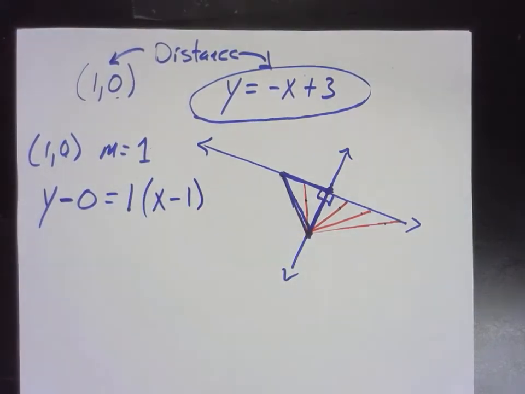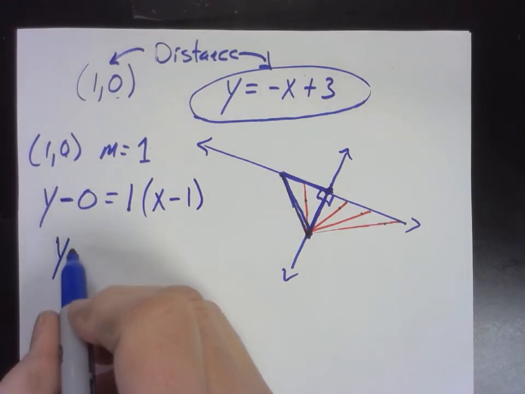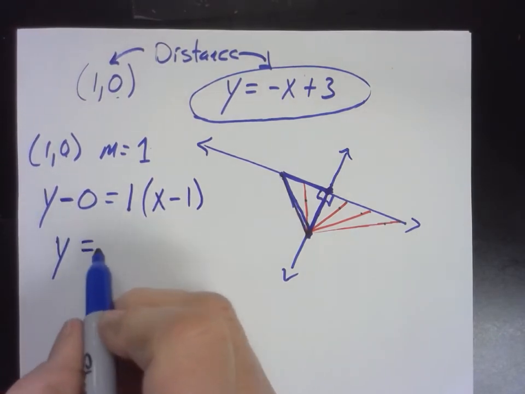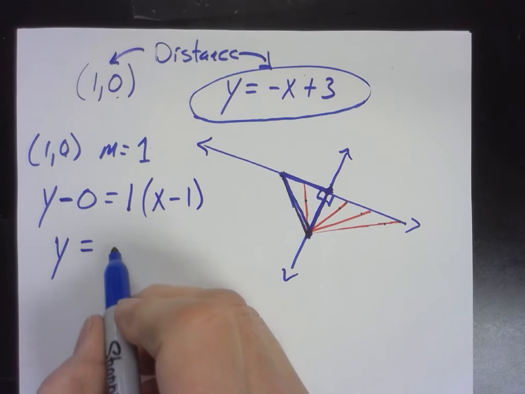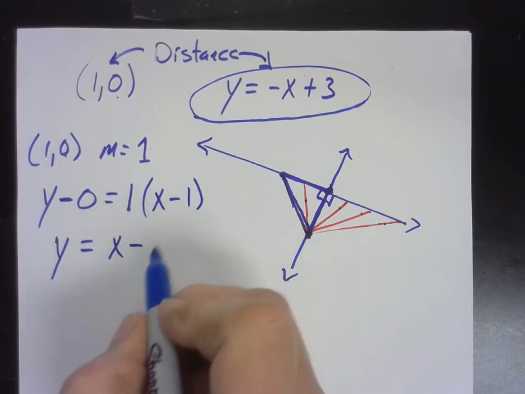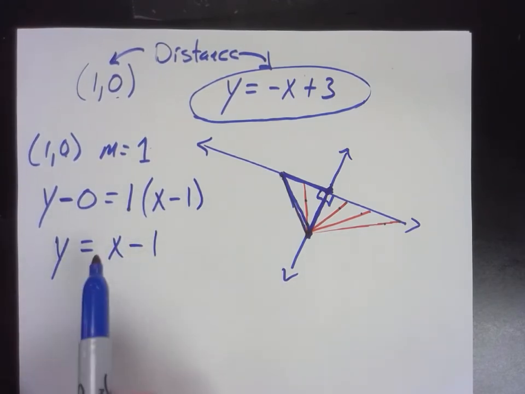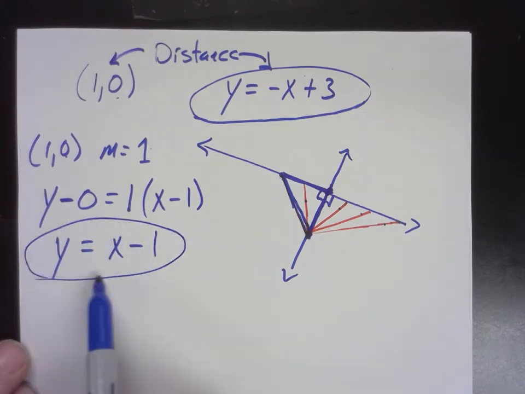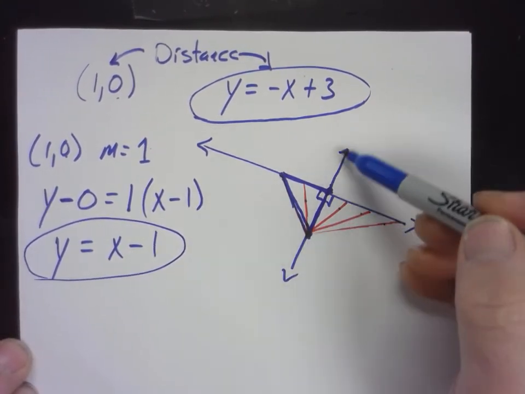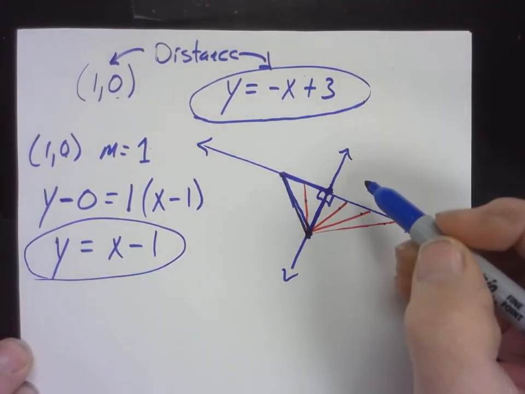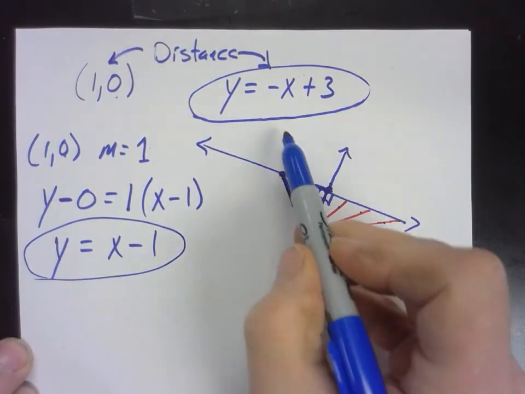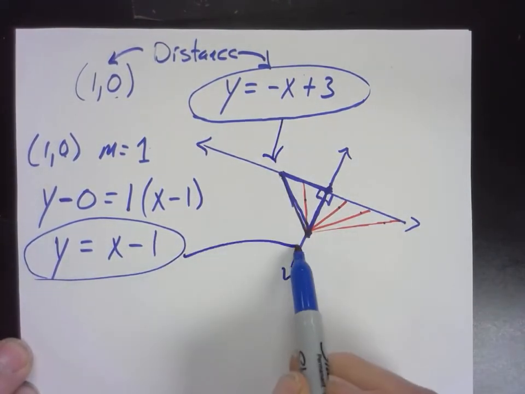Ooh, this is kind of easy. y subtract 0, that's nothing to worry about, equals 1 times x subtract 1 times 1. Okay, so there it is. There's the equation of this perpendicular line, right? Now, here's the thing though, I've got this line that's here. I've got this line that's here.